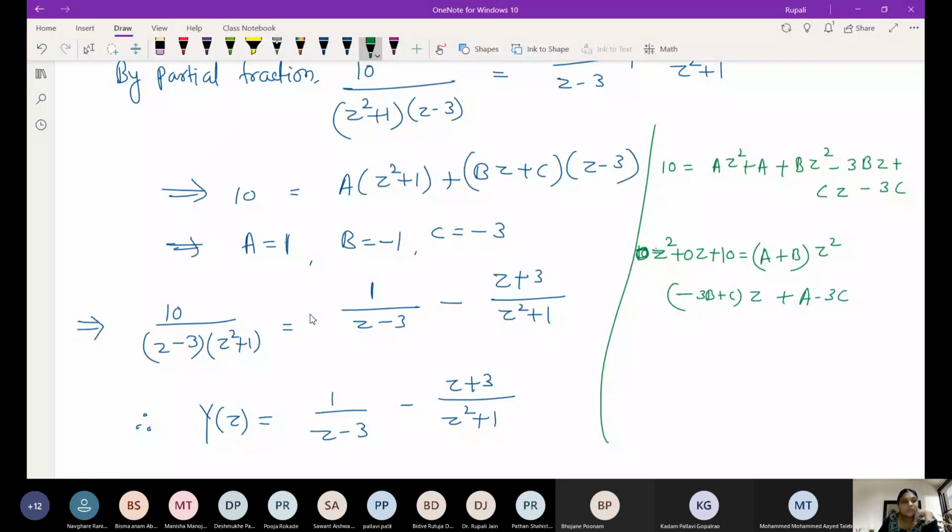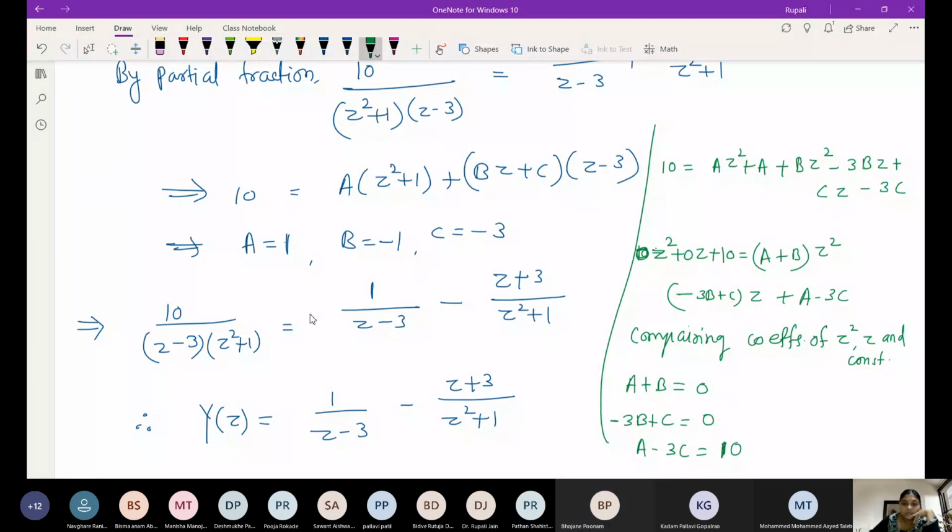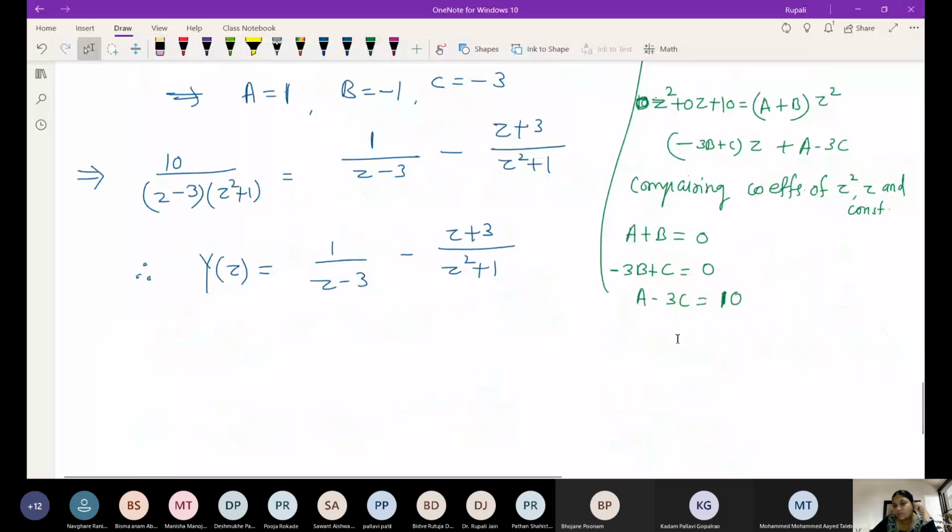Is it right? Yes, ma'am. Comparing coefficients of z square, z and constant, what do we get? a plus b is equal to 0, minus 3b plus c is equal to also 0, and a minus 3c is equal to 10. So I can solve this.